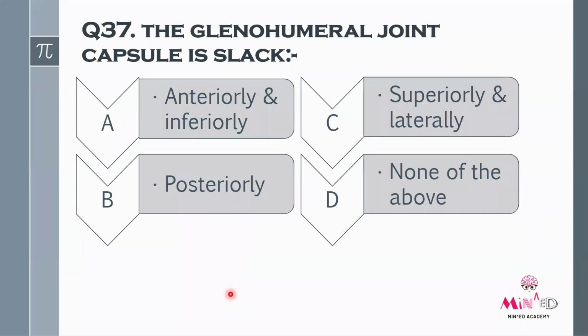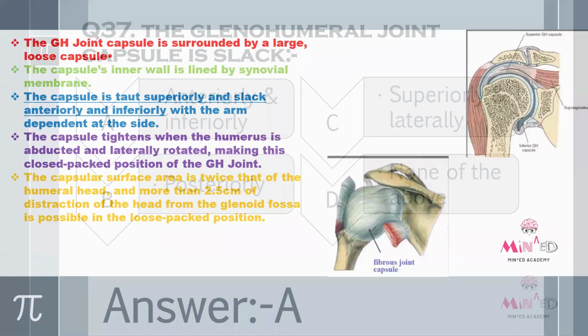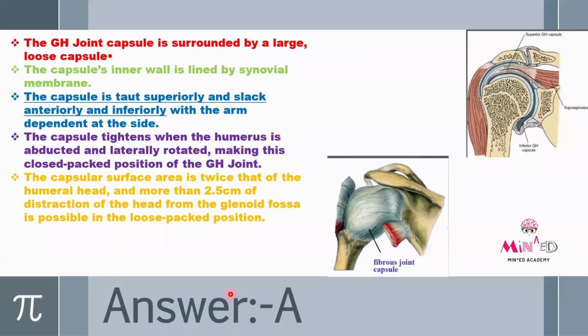Okay. Next, we'll move to question number 37. The question is: the glenohumeral joint capsule is slack. Option A, anteriorly and inferiorly. Option B, posteriorly. Option C, superiorly and laterally. And option D, none of the above. So first, we'll see about the basic anatomy of the GH joint capsule. The GH joint is surrounded by a large, loose capsule. Okay, the capsule's inner wall is lined by a synovial membrane.